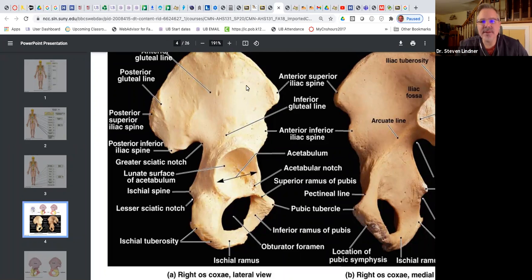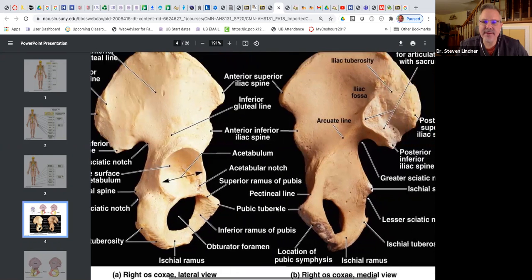Okay, so up here is the ilium. Down here was the ischium, and it had a few parts, right? The ischial spine and ischial tuberosity, and then the ischial ramus. And then more anteriorly is the pubic bone, and you have these tubercles in the very tip of it, right? There's the pubic tubercle.